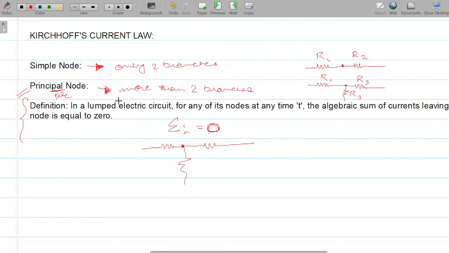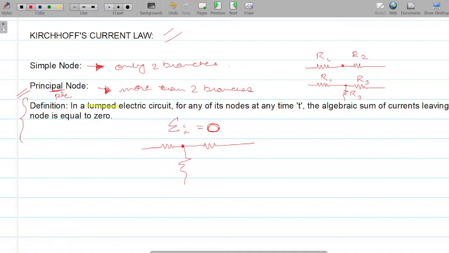As you can see, it is applicable to lumped electric circuits only. Why not distributed? Because it is applicable to lumped electric circuits only. Now you need to be very clear about this. The only binding condition on KCL is that it should be a lumped electric circuit. Okay.